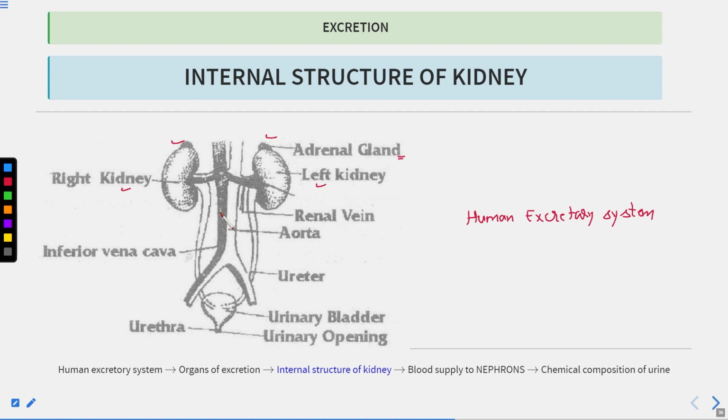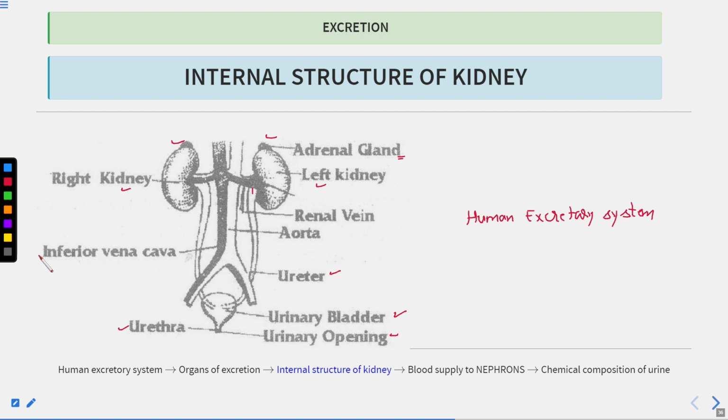Then you can see the ureters. These ureters arise from the kidneys and carry the urine, and they discharge their contents into the urinary bladder, which is elastic in nature. Then here you can see the urinary opening, which is known as the urethra. The urethra is again a tube that arises from the urinary bladder, and it is a kind of opening through which the urine is discharged.